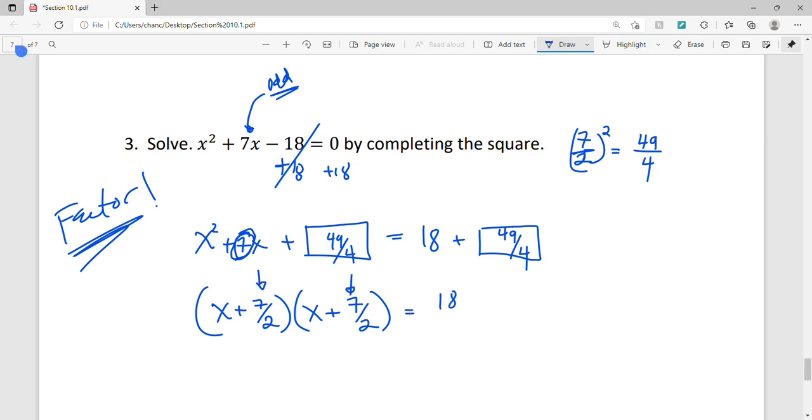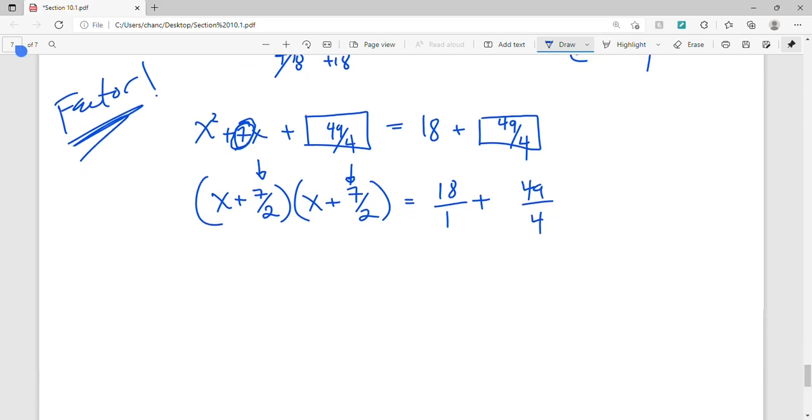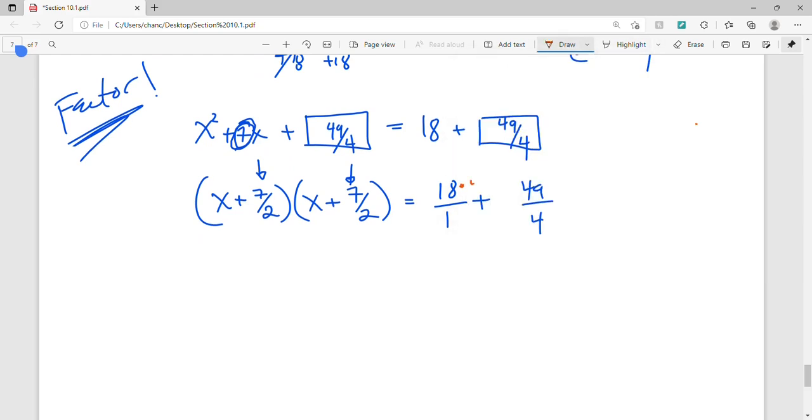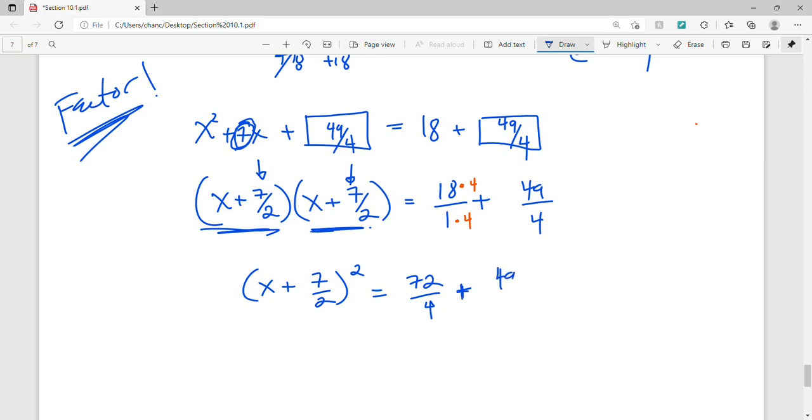Now on the right, I have to get common denominators to make this work. So let's multiply the 18 on the top and on the bottom by 4 just to get common denominators. On the left, we can rewrite this as x plus 7/2 squared. Now on the right, I can multiply 18 times 4, that's 72. 72 divided by 4 plus, right here, plus 49/4.